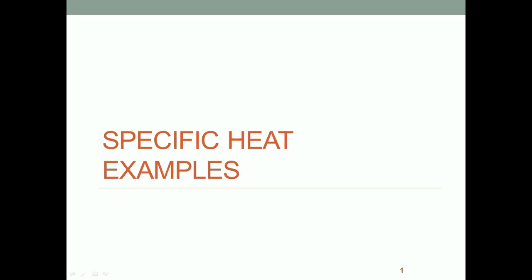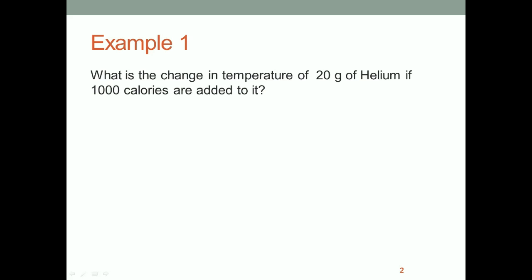In this video, I'm going to work through numerous examples using the concept of specific heat. Here is the first example. What is the change in temperature of 20 grams of helium if 1,000 calories are added to it?